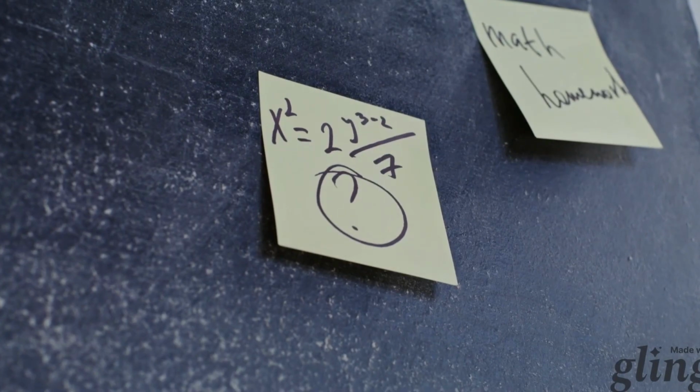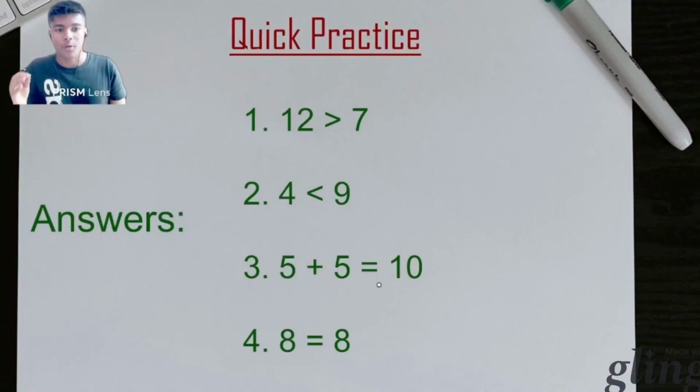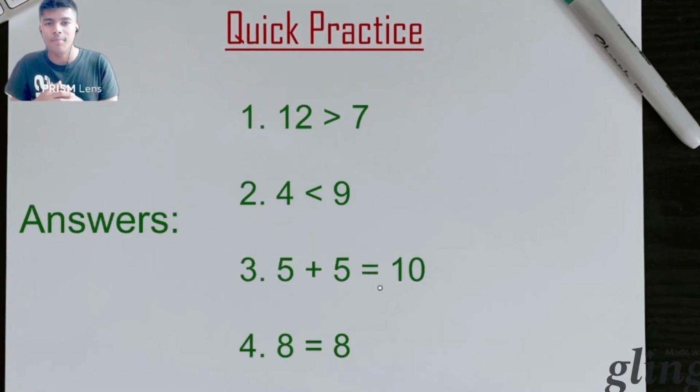So to recap, we learned about equal to and not equal to, greater than and less than, greater than or equal to and less than or equal to, and approximately equal to, and that's all. So today we learned the main math symbols.